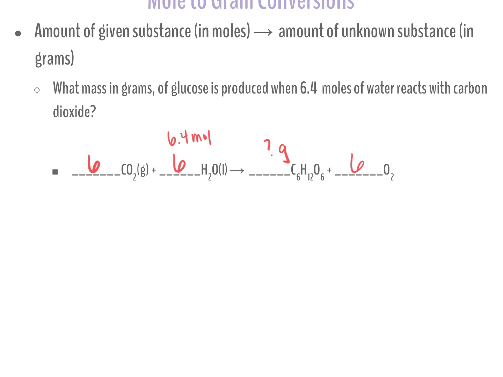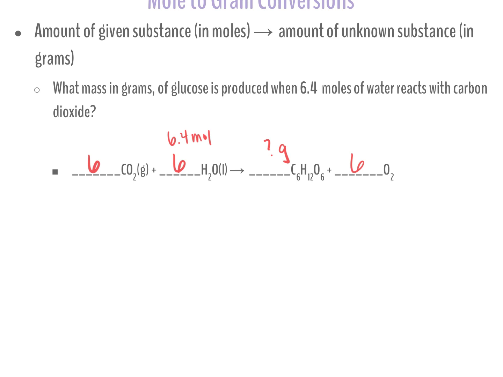So I'm looking for grams of glucose, and I'm looking for when I have 6.4 moles of water reacting with carbon dioxide. Does that change my problem at all? It's just telling me what it's reacting with. It's not making any difference. So I'm starting with 6.4 moles, and I want to find out how many grams of my product I can make. What this is telling me is that the amount of CO2 that's present is not affecting my reaction. So we just know that we at least have enough CO2 to react all 6.4 moles of that.